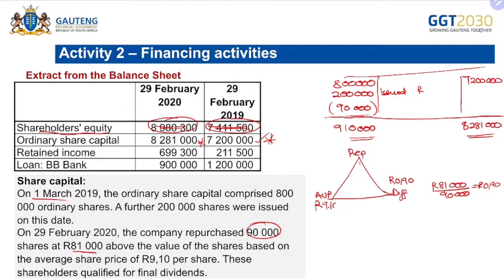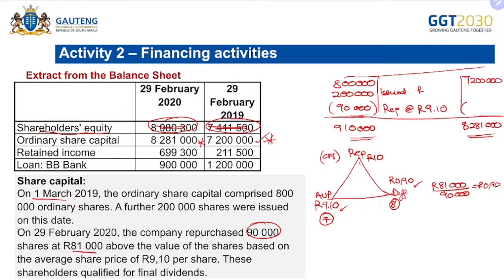This one goes to note number 7. This one goes to note number 8. And this one goes to the cash flow statement. So what am I doing here? I'm doing note number 7. That means I'm going to take the 9 Rand 10 cents. So I'm going to come and say these are repurchased at 9 Rand 10 cents.